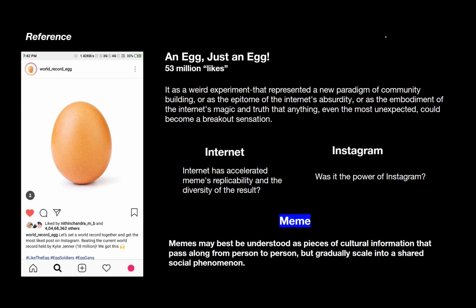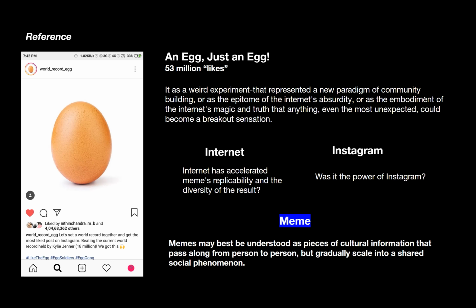We think this is a weird experiment that represented a new paradigm of community building, or the epitome of the internet's absurdity, or the embodiment of the internet's magic and truth, that anything, even the most unexpected, could become a breakout sensation. This example aroused two questions about the internet and Instagram. Was it the power of Instagram, or has the internet accelerated the information's replicability and the diversity of the results? From this post, we think this is a kind of meme.